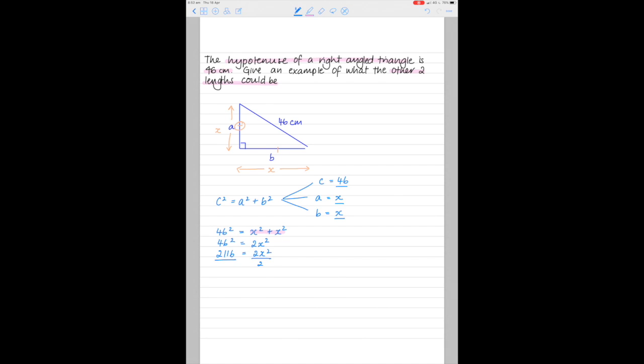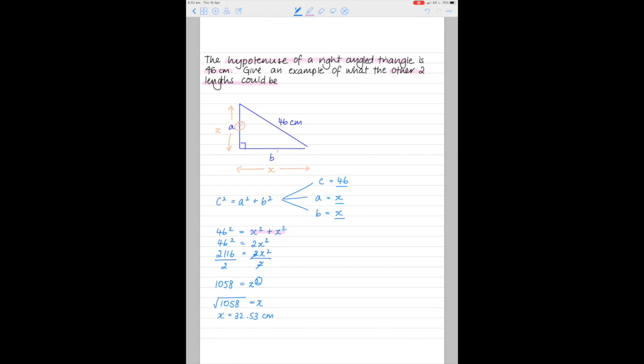Divide this side by 2, divide that side by 2, they cancel out, and I get 1,058 equals X squared. Now what I'm going to do is the square root, which is the inverse of the squared, and get the square root of 1,058 equals X, and that will give me, hold on one moment, X equals 32.5, let's round it up to 32.53 centimeters.